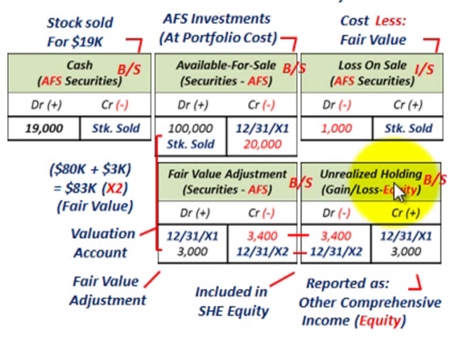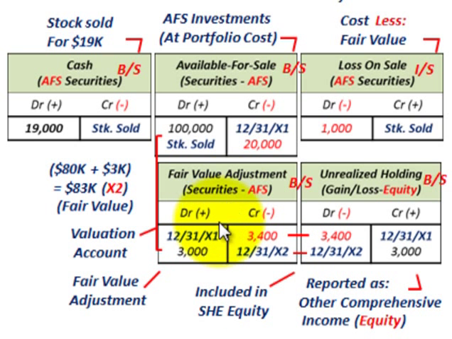It just stays as part of equity here on the balance sheet when you're dealing with the available for sale security. So that's the point we want to make, and it would be reported as other comprehensive income here in the equity section of the balance sheet. So just remember here, other comprehensive income in the equity section, and it would be included in shareholders' equity.